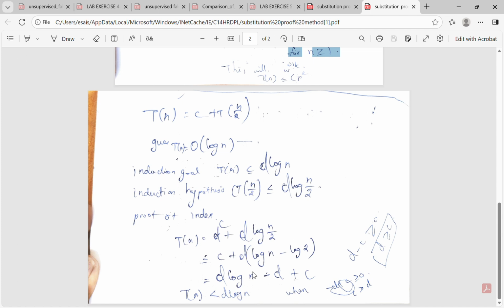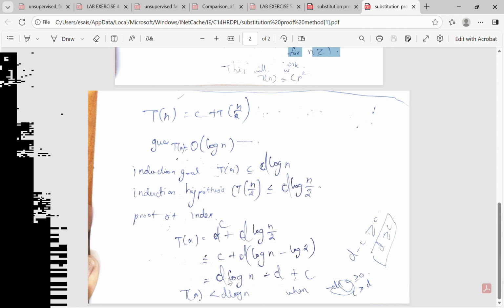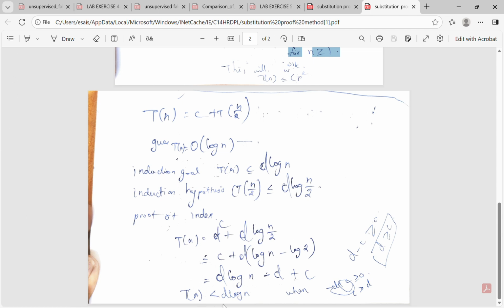We wanted to prove T(n) is less than or equal to d log n. So we want to say minus d plus c should be greater than or equal to 0. Then only can we prove that T(n) is less than or equal to d log n. If this is true, then moving d to this side, c should be greater than or equal to d. When c is greater than or equal to d, then this formula will work.